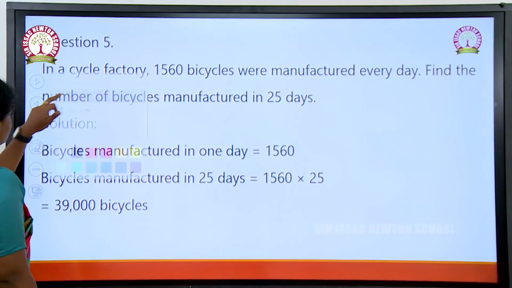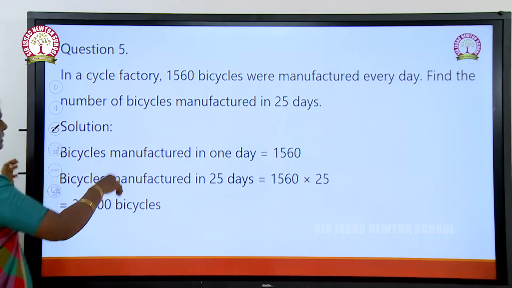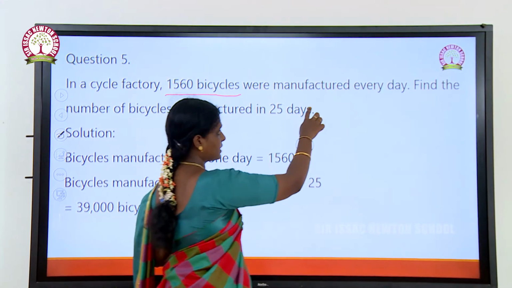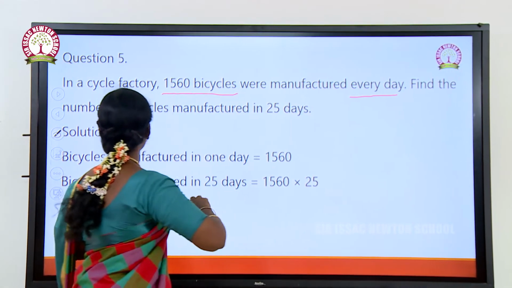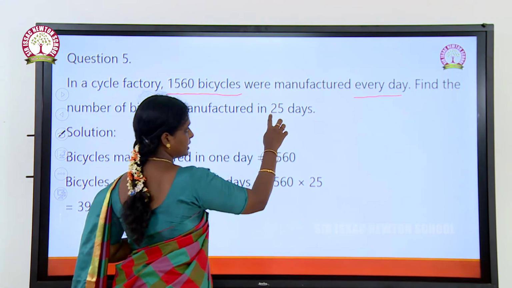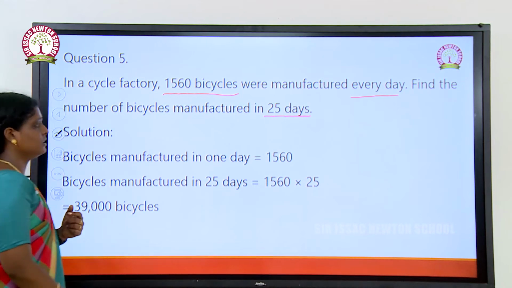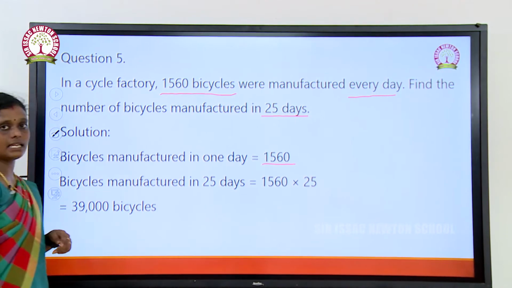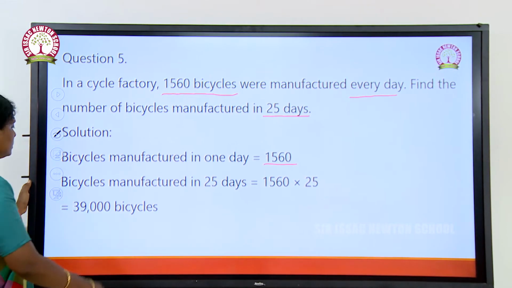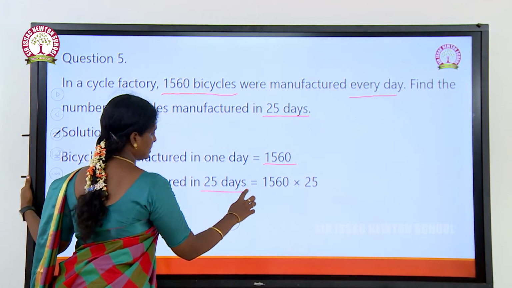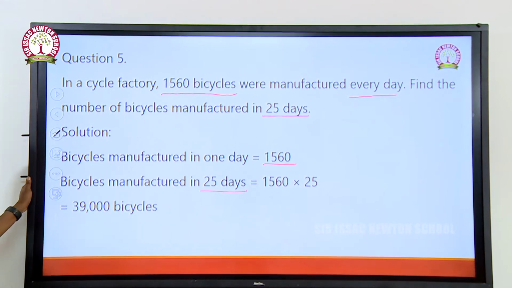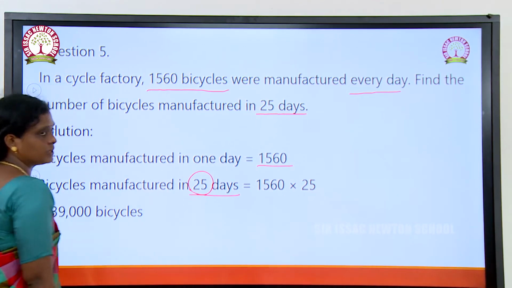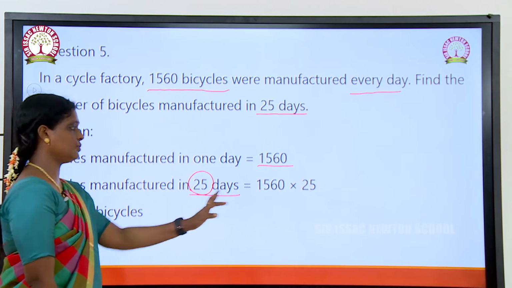And next question, in a cycle factory 1560 bicycles were manufactured every day. Find the number of bicycles manufactured in 25 days. So, for one day they have manufactured 1560 bicycles. They are asking for 25 days, right. So you have to find the number of bicycles manufactured by the same factory in 25 days. For this, we have to multiply these two numbers.